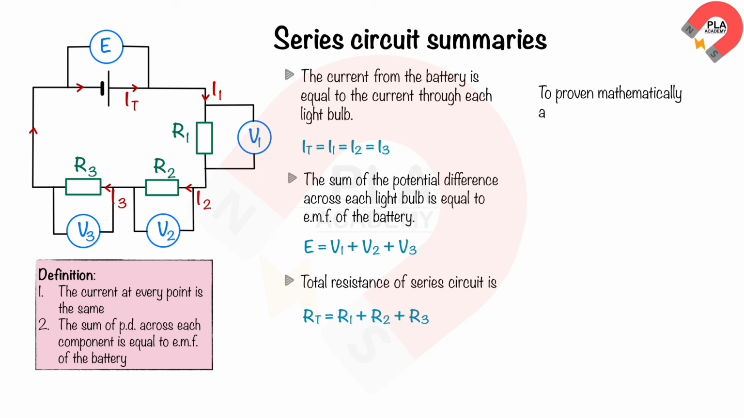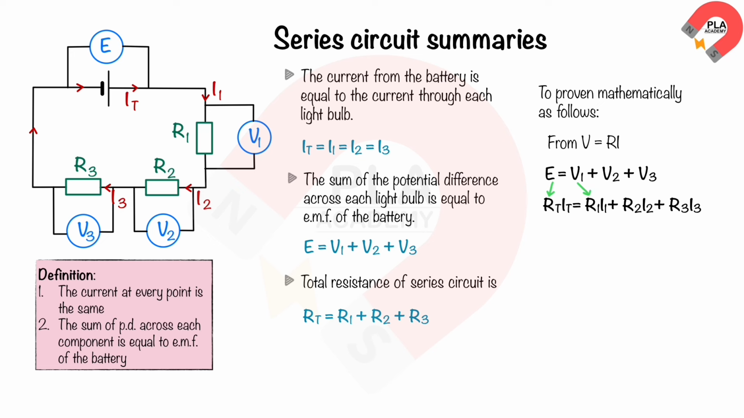This can be proven mathematically as follows. From V equals IR and E equals V1 plus V2 plus V3, substitute E equals RT IT, V1 equals R1 I1, V2 equals R2 I2, and V3 equals R3 I3. We can cancel out all the I, because they are equal. So RT equals R1 plus R2 plus R3.